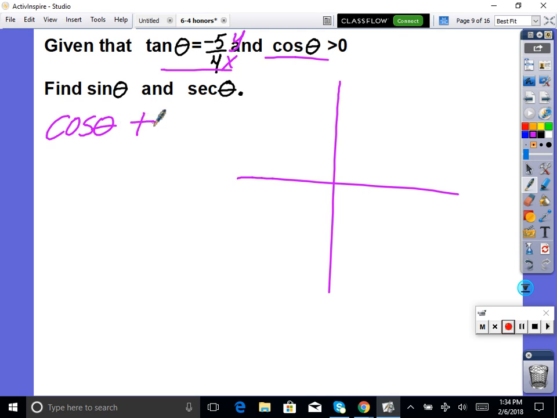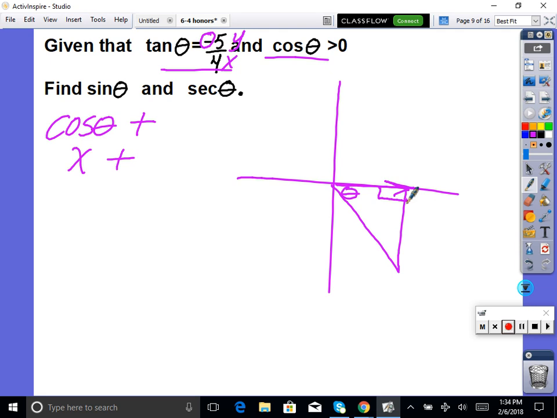So doesn't that mean cosine's positive? Isn't cosine our x values? So our x values are positive. So we know we're over here somewhere. But then doesn't it make sense that since one of them's negative, we have to go down somewhere, correct? So we're down here. So now I'm able to draw my right triangle.